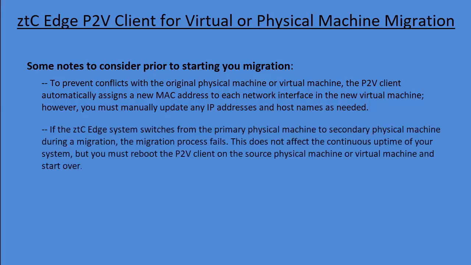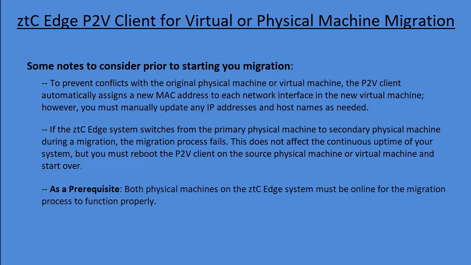If the ZTC Edge system switches from the primary physical machine to the secondary physical machine during a migration, the migration process fails. This does not affect the continuous uptime of your system, but you must reboot the P2V client on the source physical machine or virtual machine and start over.